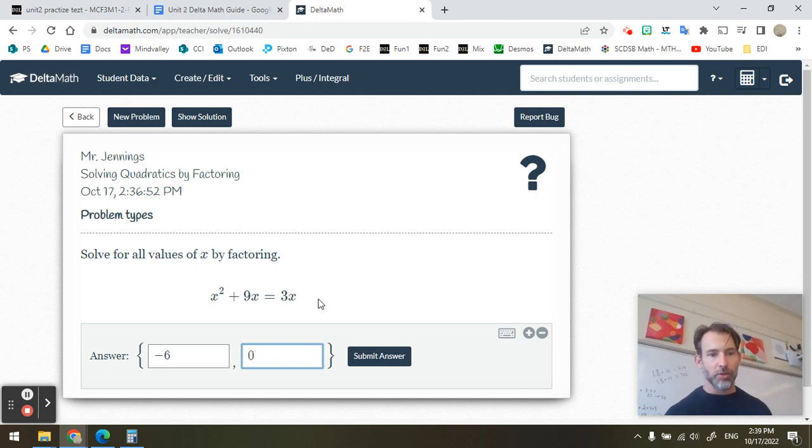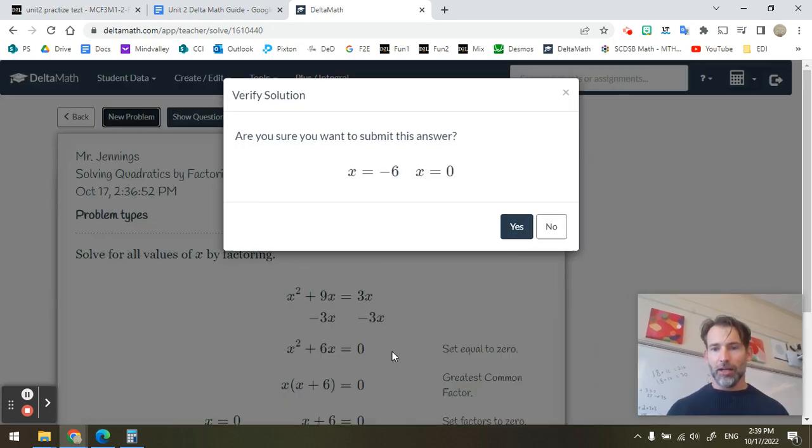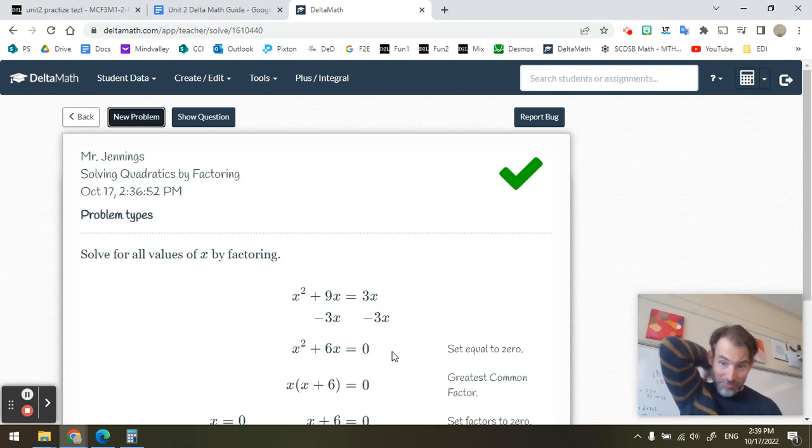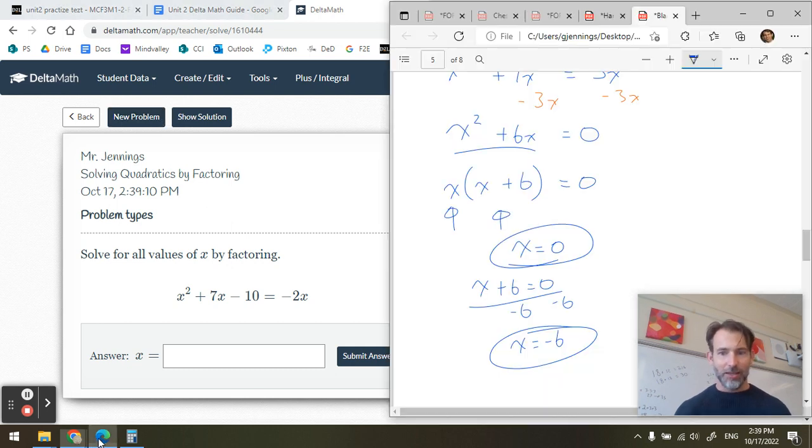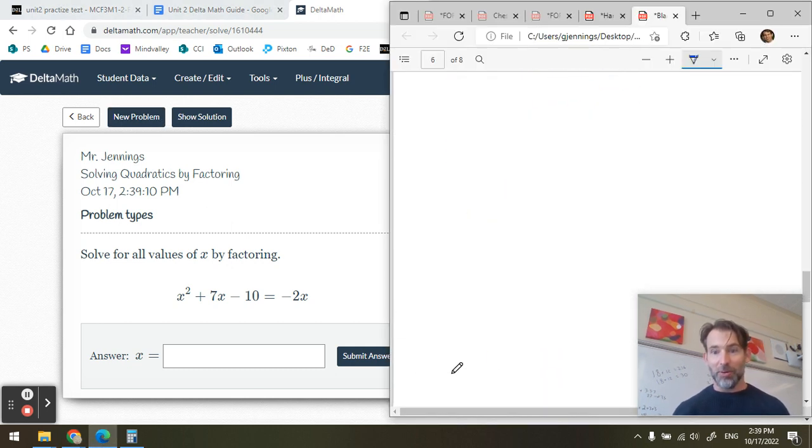And just separate your answers with a comma, and that will give it to Delta Math in the way it wants. Pat yourself on the back when you get it right and take a new problem. Hooray! Let's take a look at this one. Okay, so get some paper.